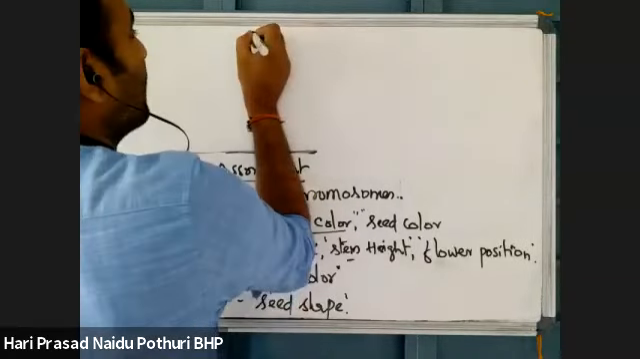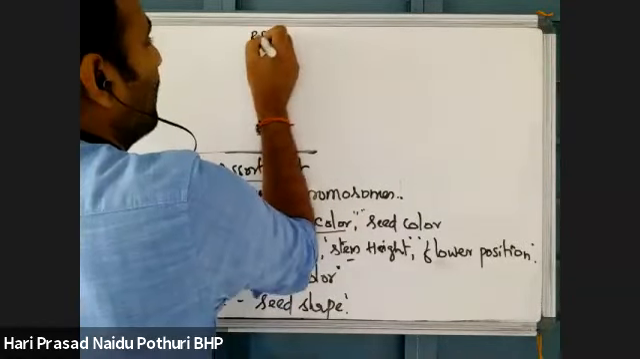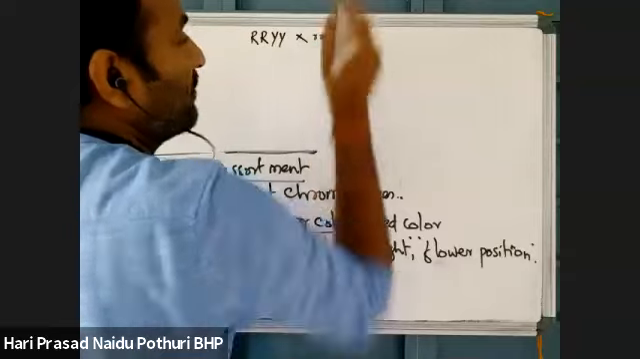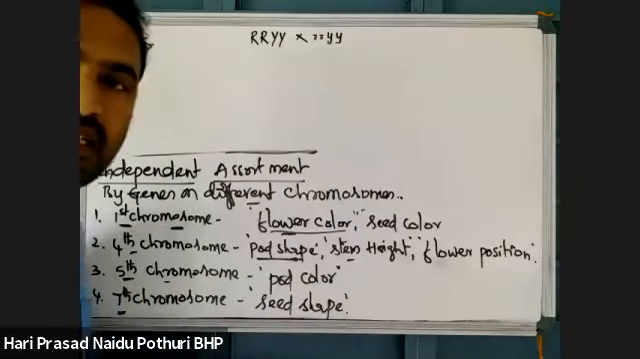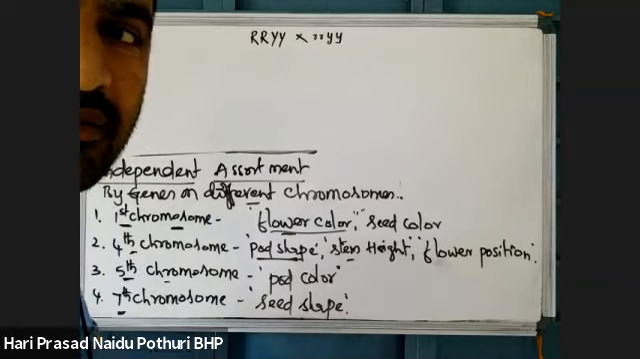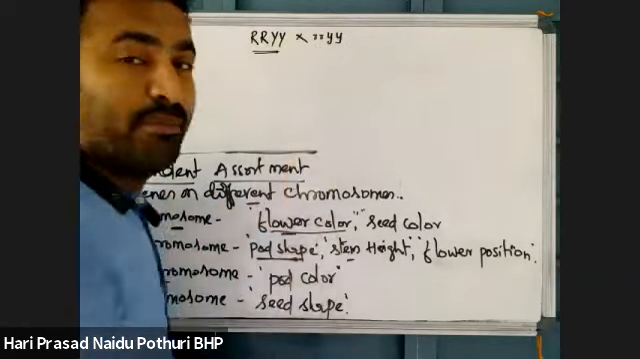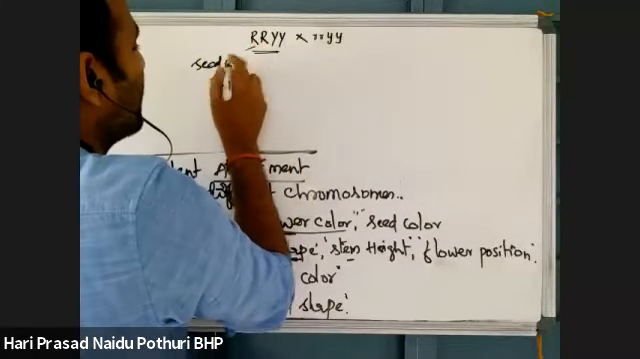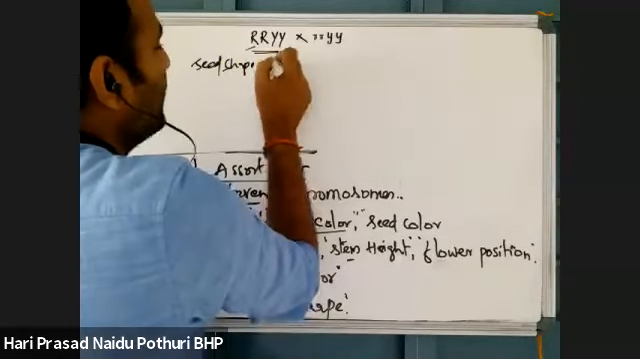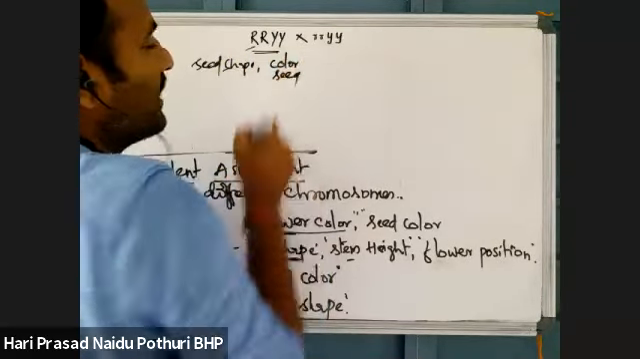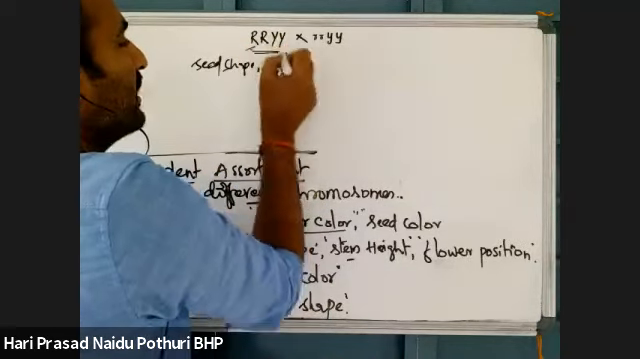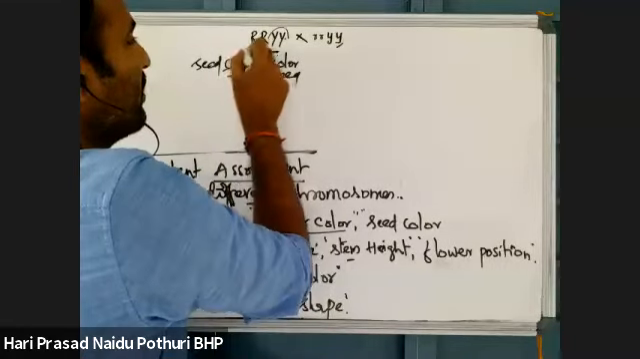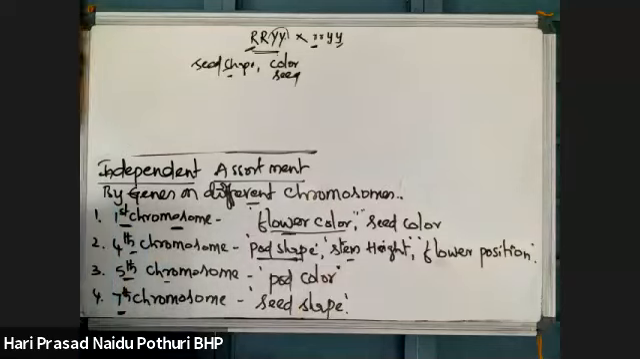Suppose, what is the cross conducted by Mendel? Round yellow versus wrinkled green is the dihybrid cross conducted by Mendel. What are these characters? Seed shape and seed color. Seed color is yellow dominant, green recessive. Seed shape is round dominant, wrinkled recessive. Right?